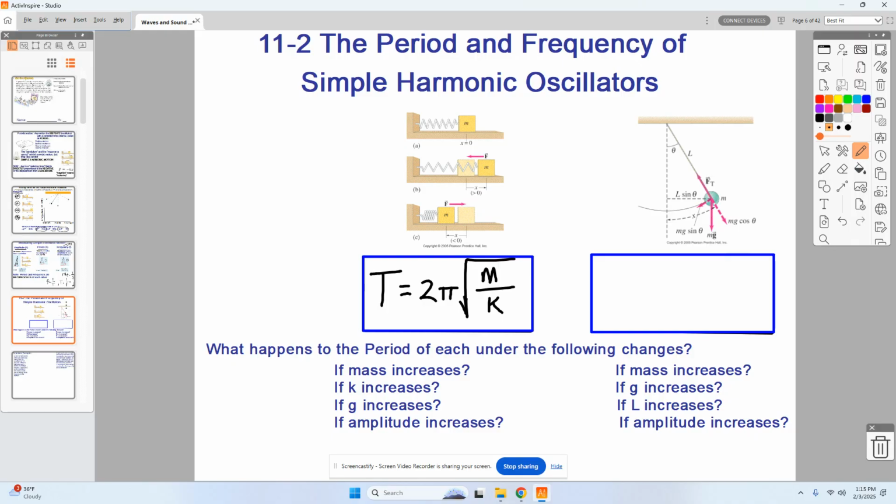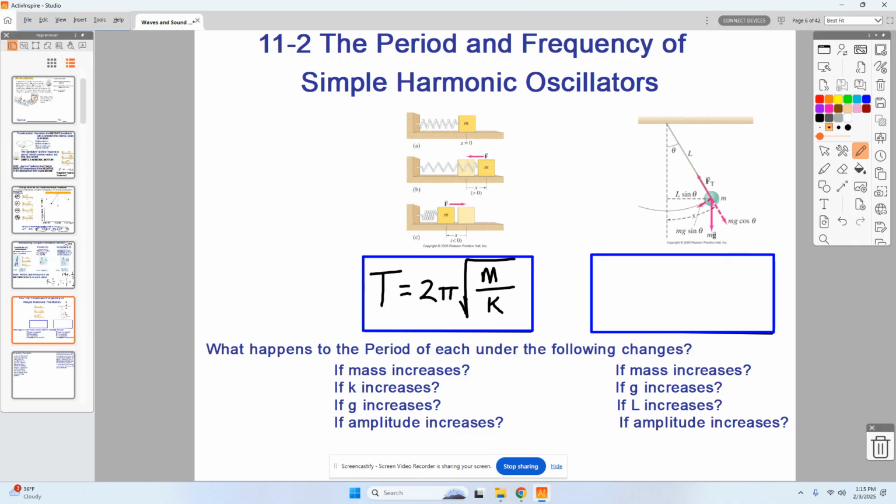1, 2. Okay, did you get 5? What'd you get? One more time. 7.31. What if I make it be more energetic, so I have more amplitude going on? What should happen to the period? What should happen? What's your gut tell you?